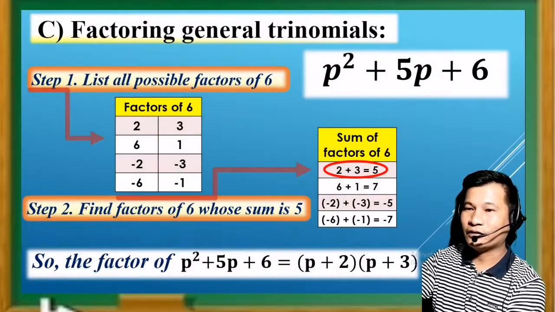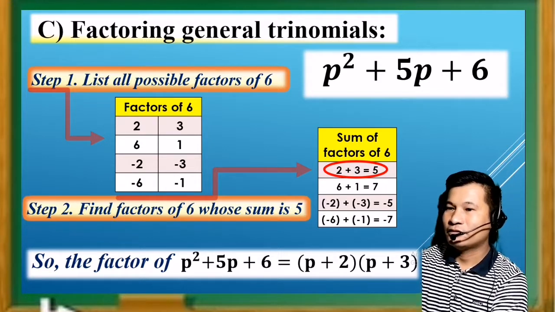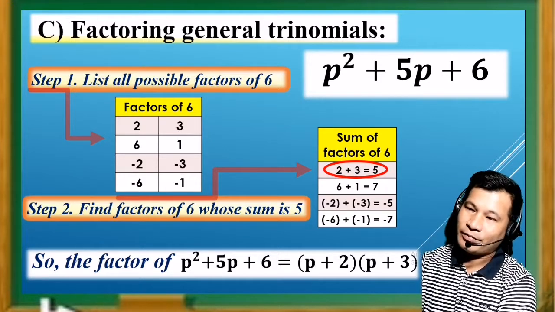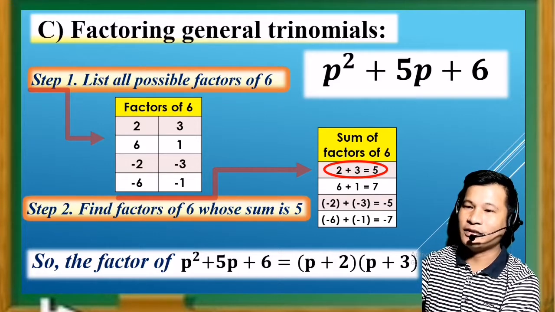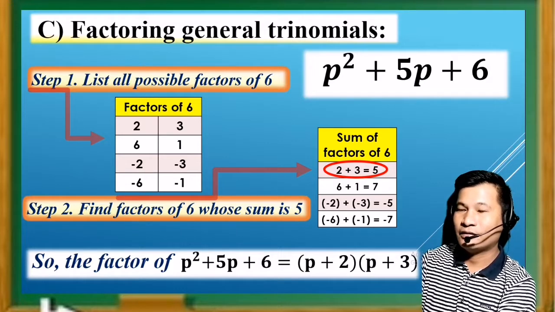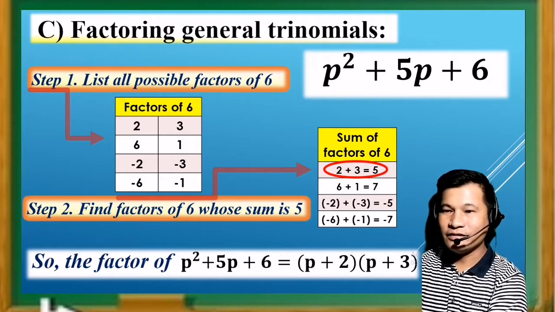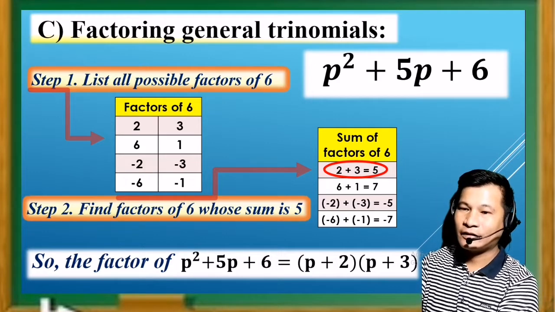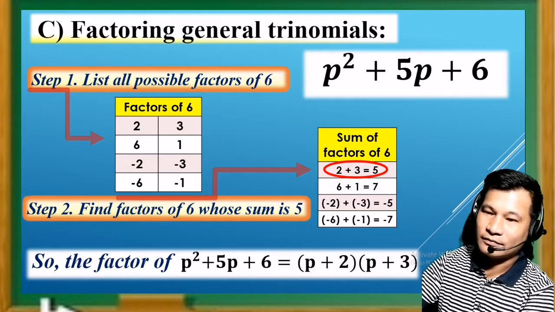Letter C, factoring general trinomials. Suppose we have p squared plus 5p plus 6. Step 1, we are going to list all possible factors of 6. Just like what you can see in the table, we have 2 times 3, we have 6 times 1, negative 2 times negative 3, and negative 6 times negative 1.